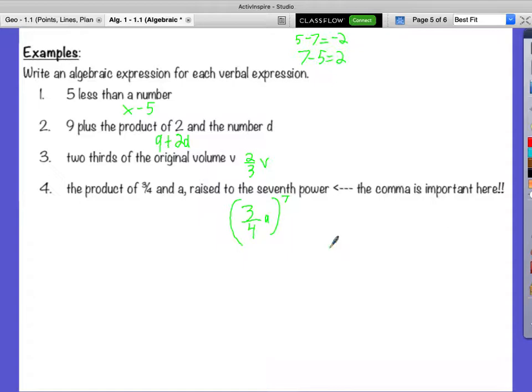So when we read this, the product of 3/4 and A, comma, that means we pause. So that means we're going to go ahead and do this, and then it says raised to the 7th power. So that means everything that was before the comma is being raised to the 7th power. So we first have this product, and then we raise it to the 7th power. Now why can't we just write it like the product of 3/4 and A to the 7th power? Is that the same thing? No, because is the 3/4 being raised to the 7th power here? No, but it is here. The whole thing is being raised to the 7th power here. So they're very different things because of that comma.